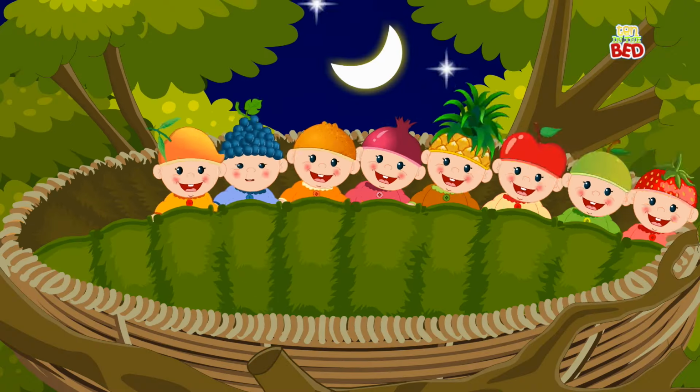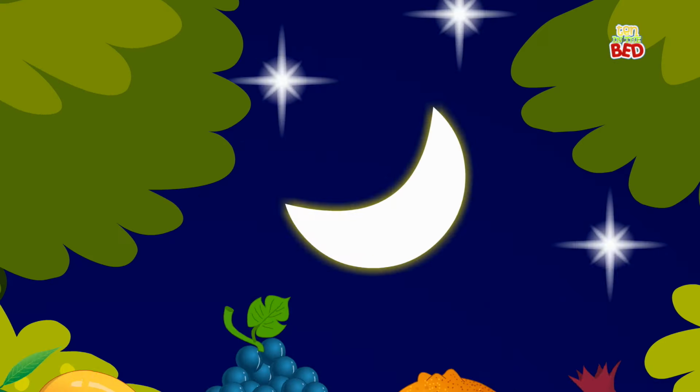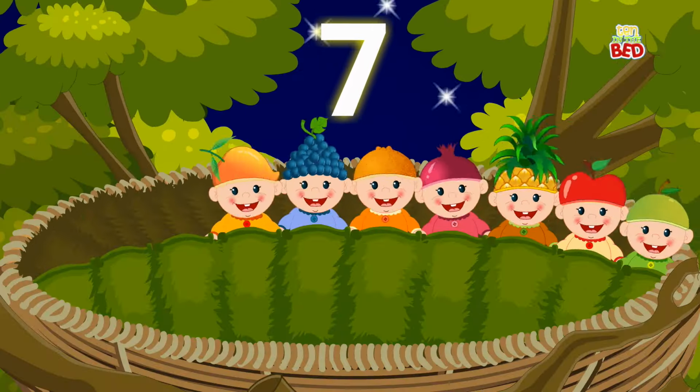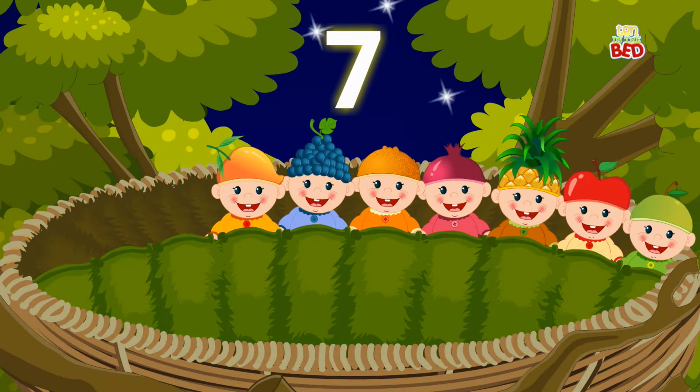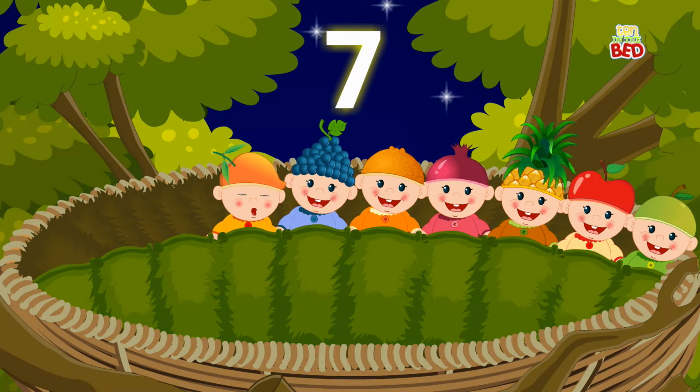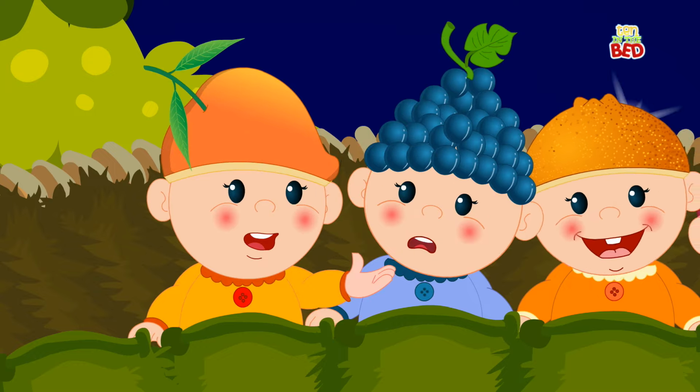So they all rolled over and one fell out. Seven! Seven! There were seven in the bed and the little one said, roll over, roll over.